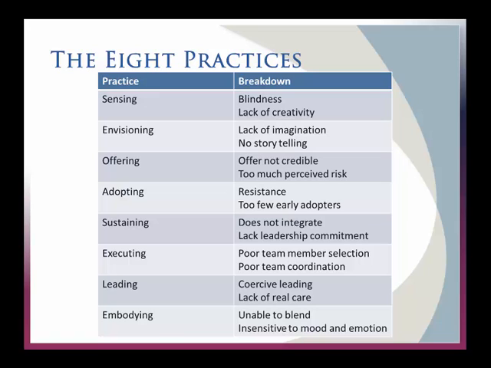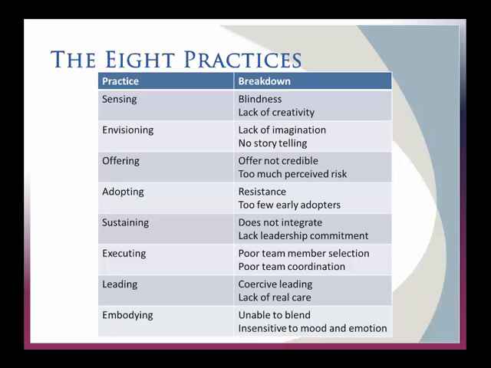Adopting would be about a resistance to it. You're changing the culture here. I don't want to do that. Or there's too few early adopters. In this company, there aren't enough people who are even going to try this thing you're proposing. Sustaining would have to do with, it doesn't really integrate with our current practices or our current products, or a lack of leadership commitment. Executing might talk about, you don't have the right team members, you don't have the right coordination in your team.